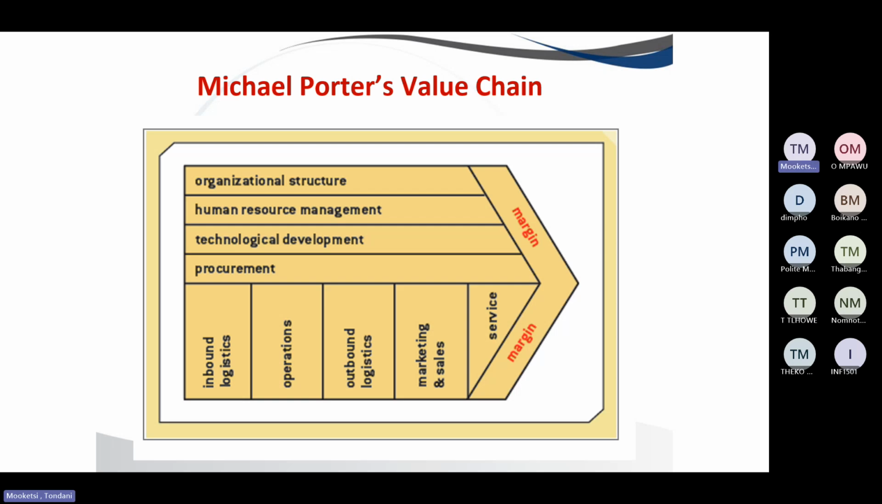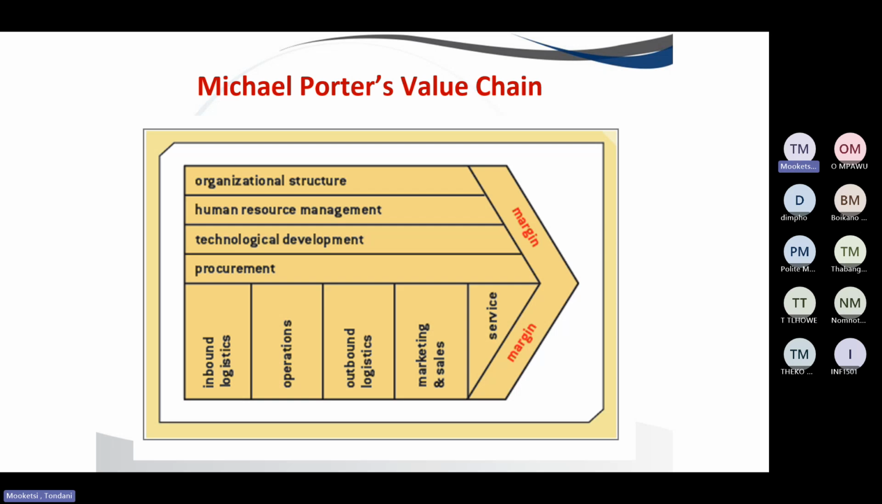You probably remember this picture of Porter's value chain. Does anyone remember what this picture is telling us? So Porter's value chain, we said it is a framework that is used in organizations to measure how they compete in the market in relation to their competitors. And we have core activities or the primary activities on the bottom part. These primary activities contribute to the core function of the business. So let's say this business manufactures potato chips. That is their core business.